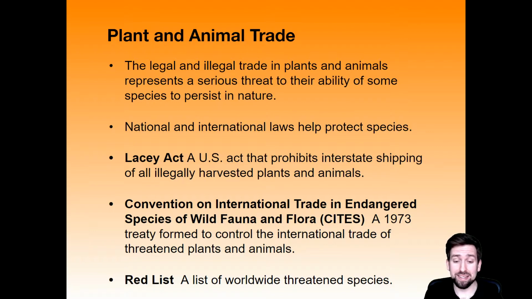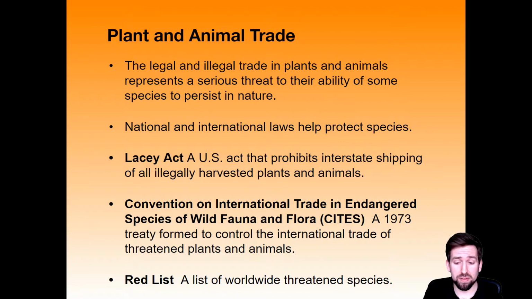This was a 1973 treaty formed to control the international trade of threatened plants and animals. And again, a lot of plants and animals are being brought to different areas just for pets, like tigers and all sorts of turtles, just things that people find interesting or that are hard to get. And so this is in place to try and help avoid some of the damage that can do to these populations that are not doing so well.